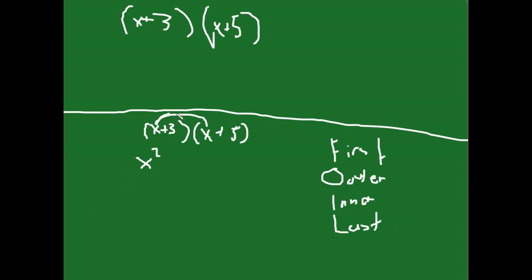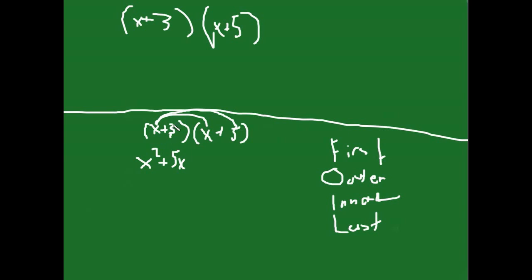So now let's multiply the outer layer. So we're going to take x, and then multiply the outer one, which is the 5. So what is 5 times x? Well, that's just going to be equal to 5x. That's how we denote it in algebra.